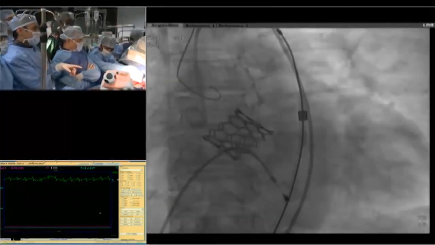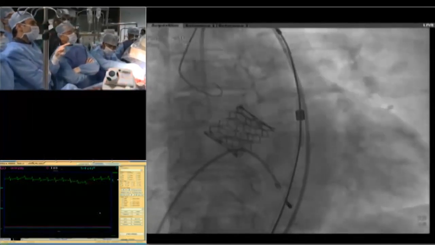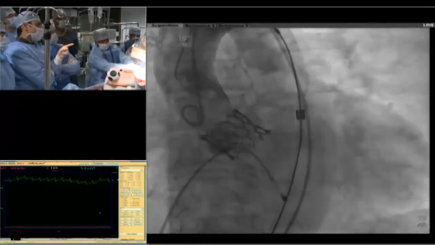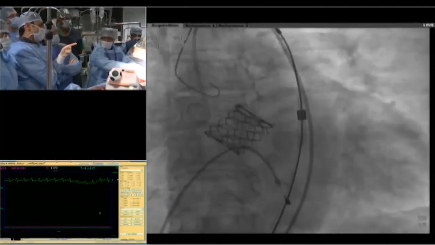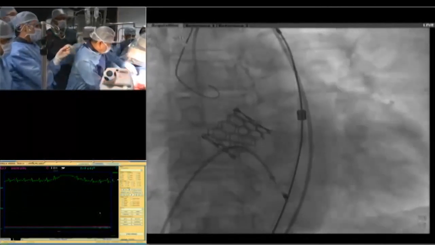I think what you saw is our valve dived in a little. And that is the importance of slow inflation. We inflated slowly. At that point of time, the valve was into the LV. We took our time, pulled it back just a little, and did the final inflation.